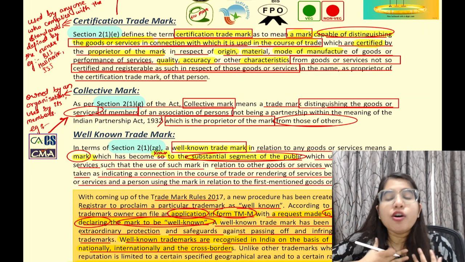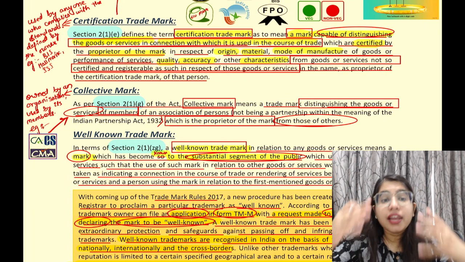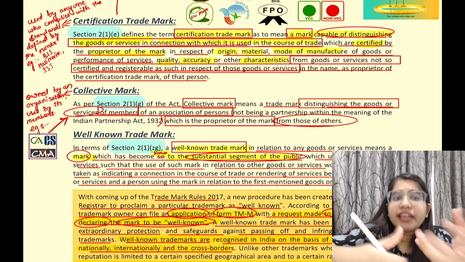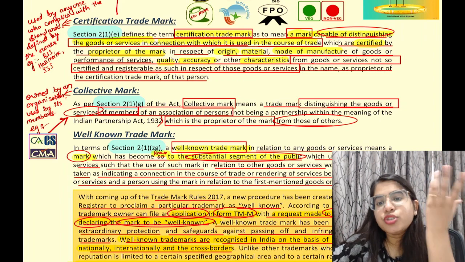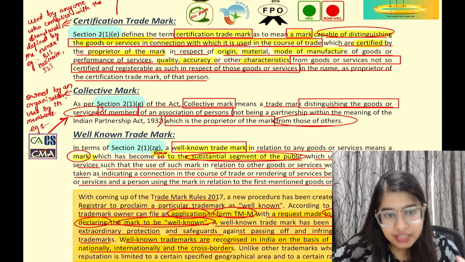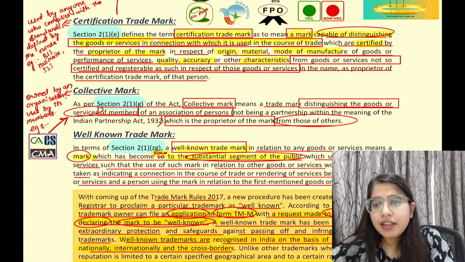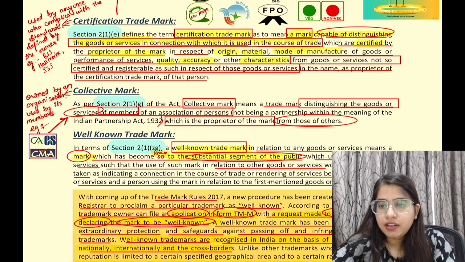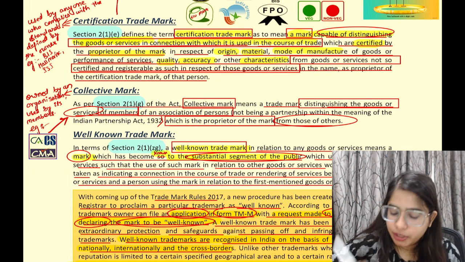Collective mark does not belong to an individual person. Collective mark belongs to an organization. The name itself says collective. So a collective mark belongs to a body, to an association of persons. So if I talk about CS, CS is a mark which is owned by ICSI, a collective mark, and it is able to distinguish its members.